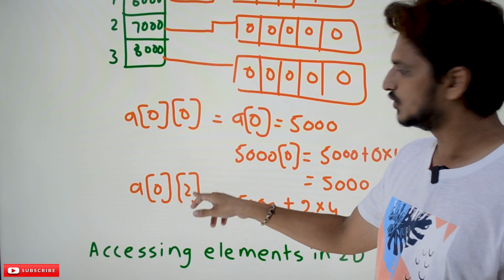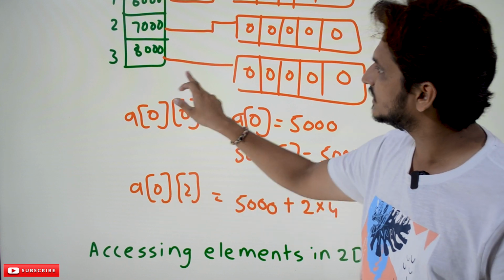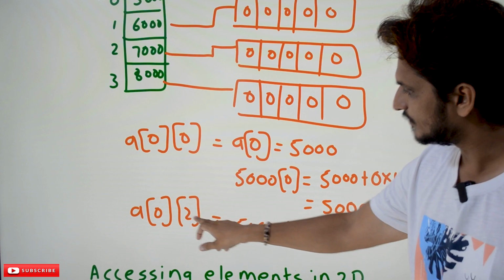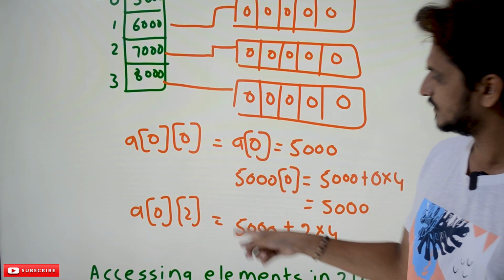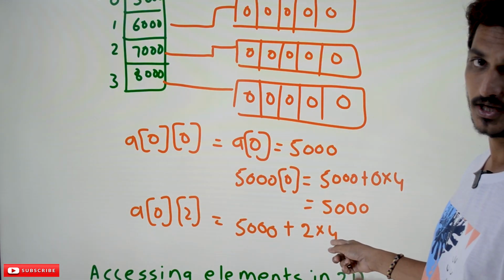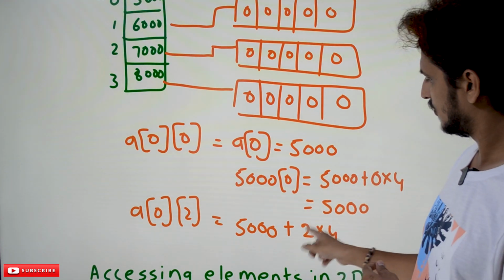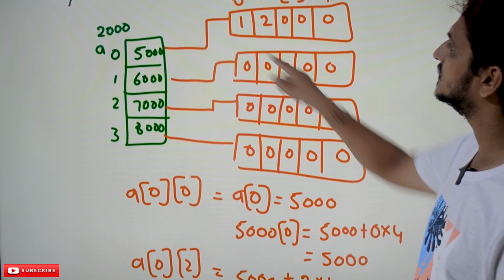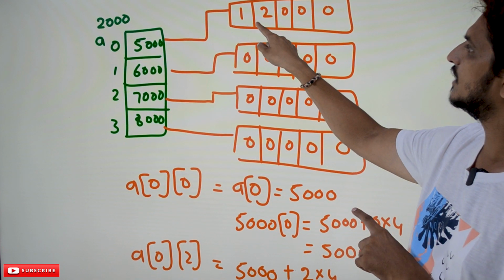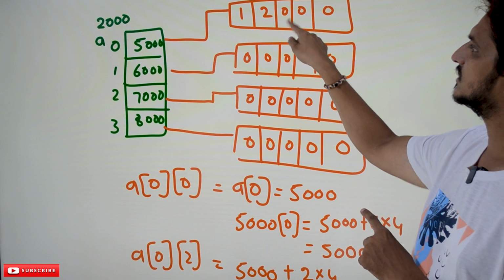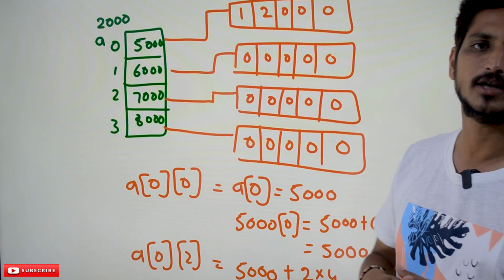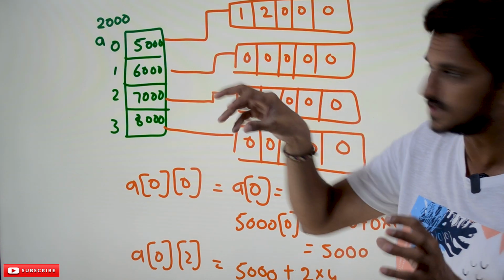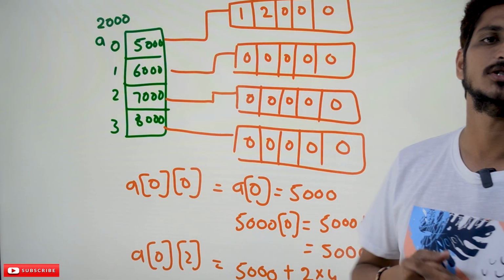Similarly, A of 0, 2. What is the value that is present in A of 0? 5000. 5000 plus, from 5000 move 2 positions, means 2 multiplied by 4. Each position is of size 4 bytes. 2 multiplied by 4, 8. 5008th location. This is the starting location of 5000, 4 elements, next 4 elements. What is the next position? 5008th location. That is how it is going to find the positions and place elements in that position.